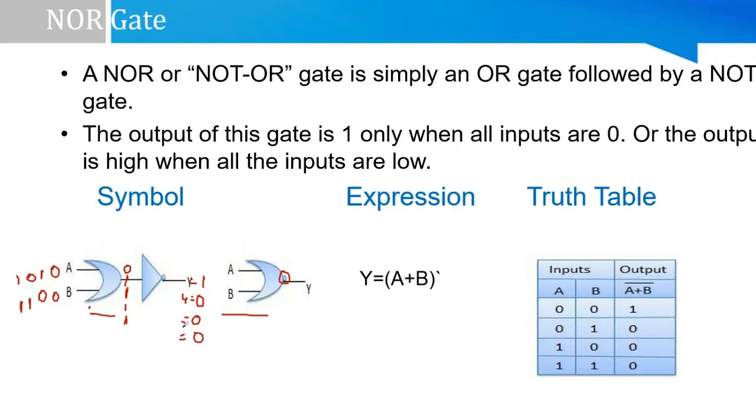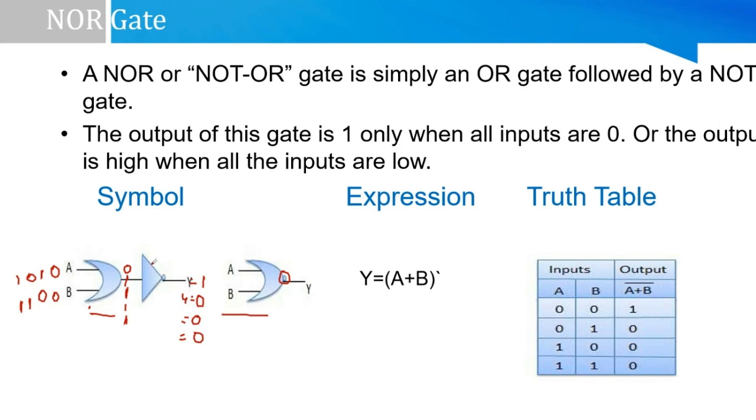So here you can see that it is providing the output high whenever both the inputs are low. In all the other conditions, it's giving the output as low. So it is exactly the reverse case of the OR gate, the complement of the OR gate. The OR gate will be high if any one of the inputs is high. Here, if any one of the inputs is high, the output will be 0.